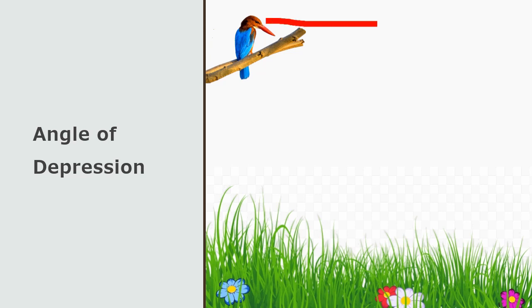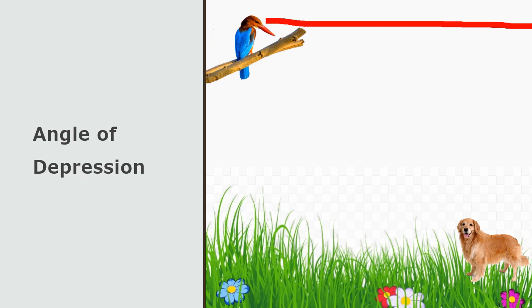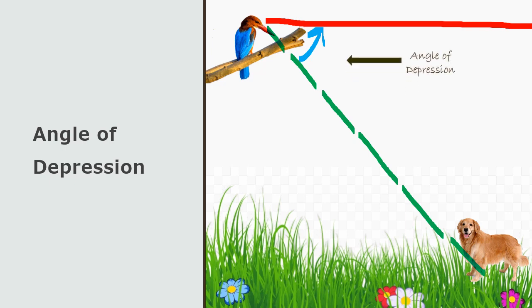Okay, another example. This time, the bird is our observer. I'll be drawing the horizontal line of sight of the observer already. So here, there. And the bird is looking at this dog, so that means the observer looks downward. That means we are supposed to draw another line of sight going to this dog. There. Now, our angle of depression, of course, will be this one: the angle formed between the horizontal line of sight and another line of sight. So here, that is our angle of depression.